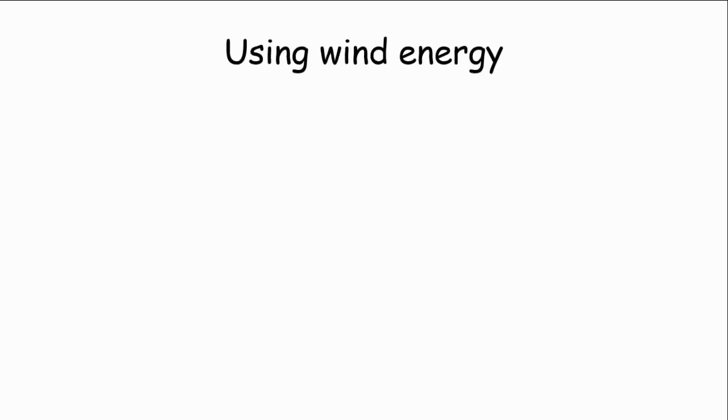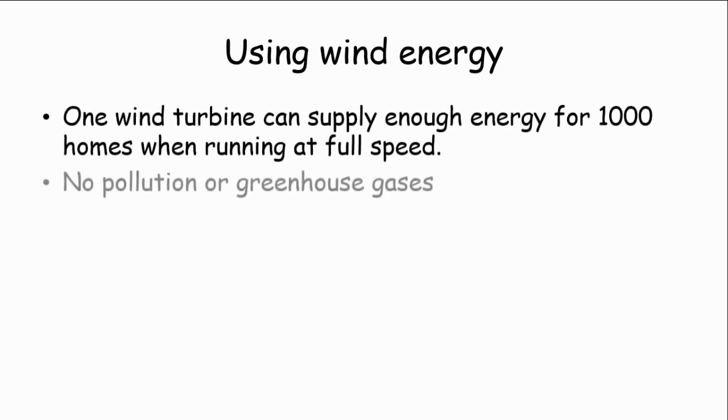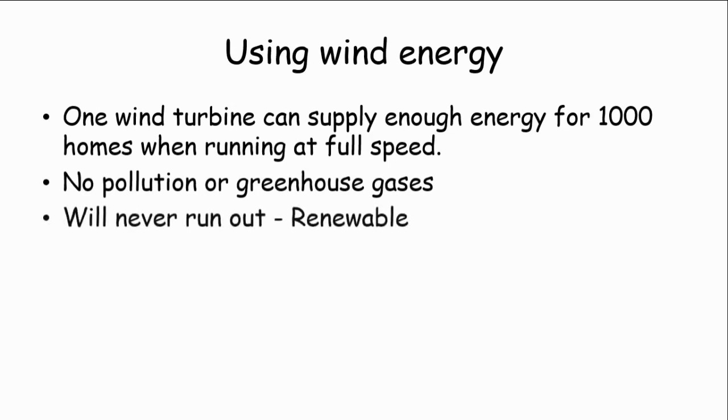So wind energy has been used for quite a long time, and in our area we've got quite a few. Most wind turbines are quite easy to spot. They're huge, massive structures. One turbine alone can supply enough energy for around 1,000 homes when it's running at full speed. They don't cause any pollution when they're running, and they don't give off any greenhouse gases, which is really good. And they're also never going to run out. It's said to be renewable, because they run whenever it's windy, and you can't use up the wind, it's going to be there day in, day out.